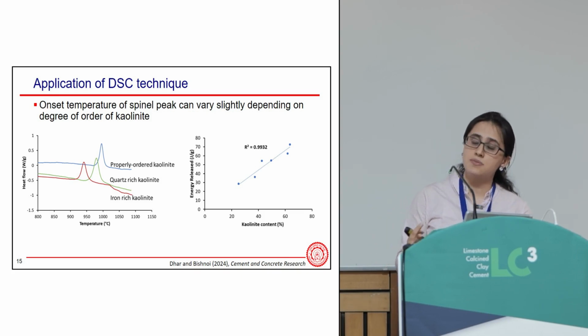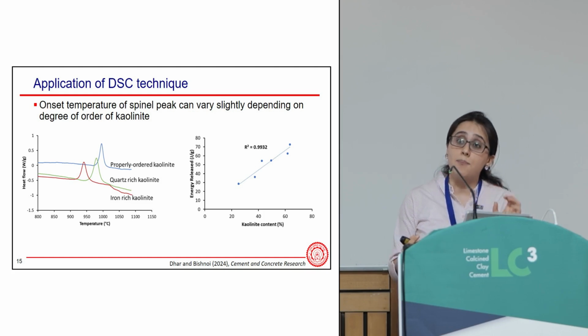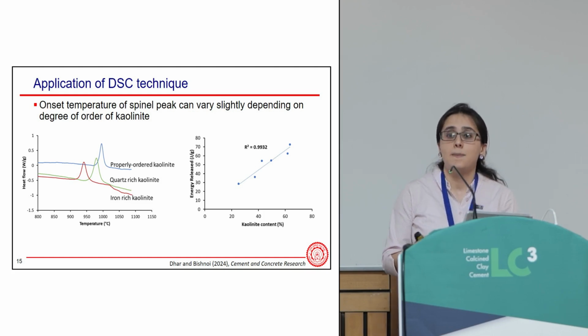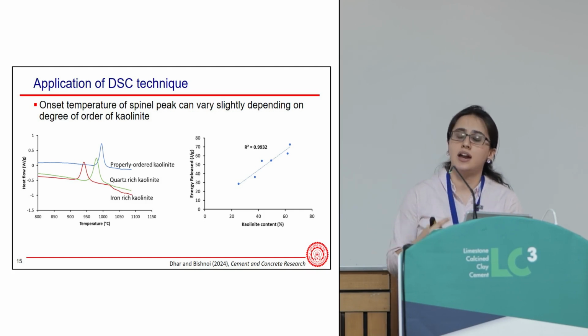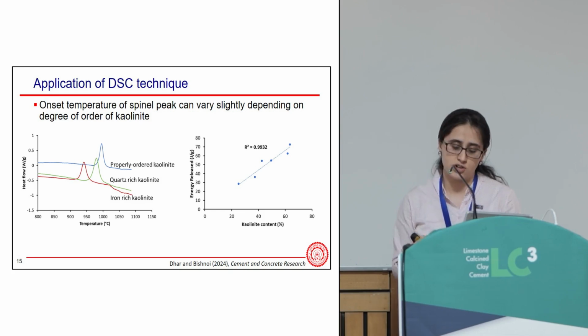This means that the associated minerals may have an effect on the temperature at which the spinel phase will occur, but they will not have any influence on the degree of crystallization of the spinel that is bound to happen depending on the kaolinite content of the clay.